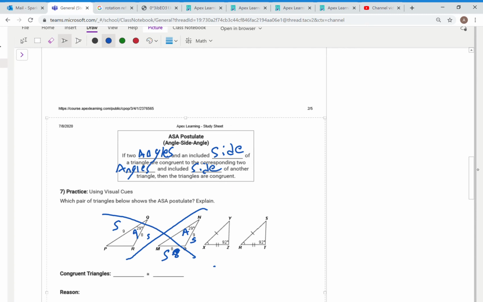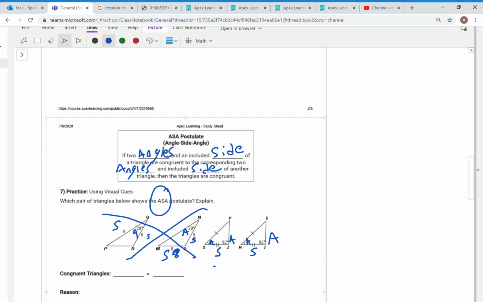If I look in the corner here, I see this arch mark. There's no number given, but I do know if they both are given that little arch, they're both angles. Okay? Then I see this double marking, so I'm going to go ahead and put an S by that. And then the 92s match, so that's another angle. So because I wanted angle, side, angle, this is the one I'm going to use. Okay, this other side is also congruent, but I just didn't need it in this situation.